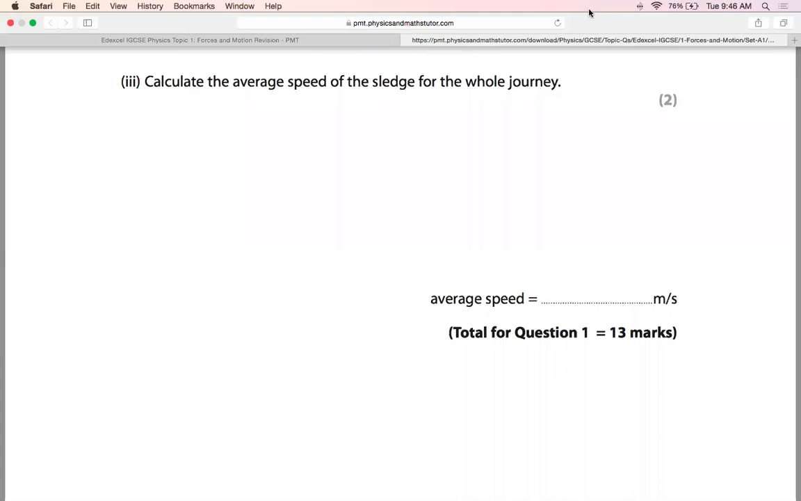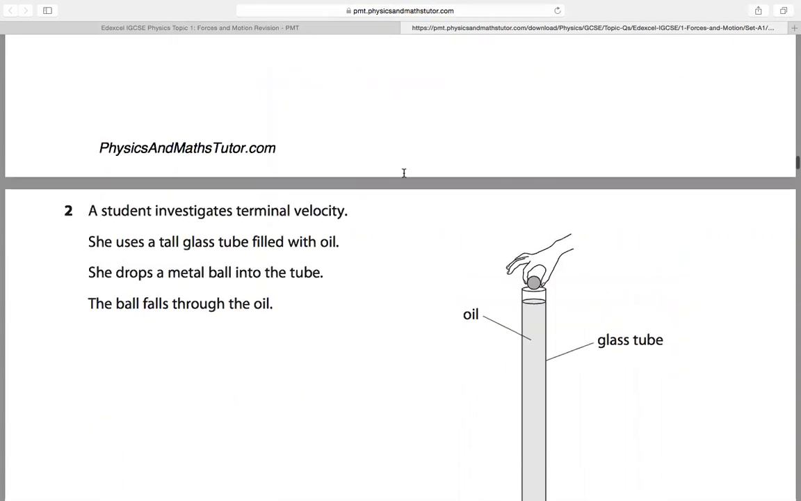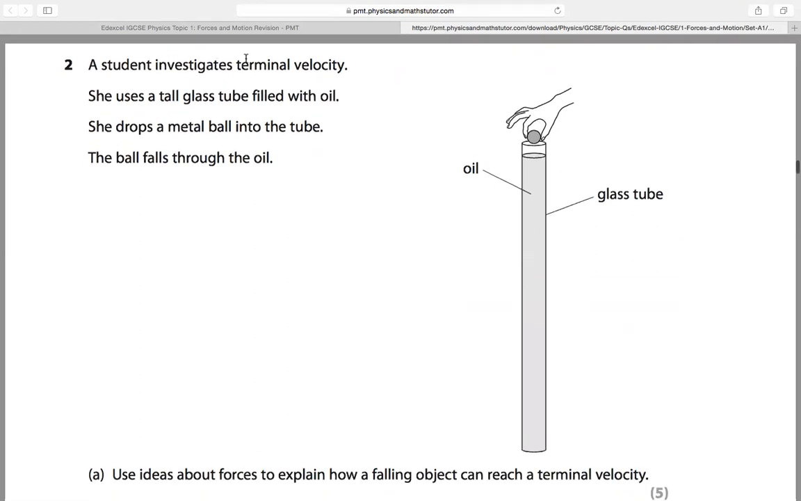Okay, let's look at the next one. Okay, a student investigates terminal velocity. She uses a tall glass tube filled with oil. She drops a metal ball into the tube. The ball falls through the oil. Now, before we go through further, what is terminal velocity? What does it mean by terminal velocity?